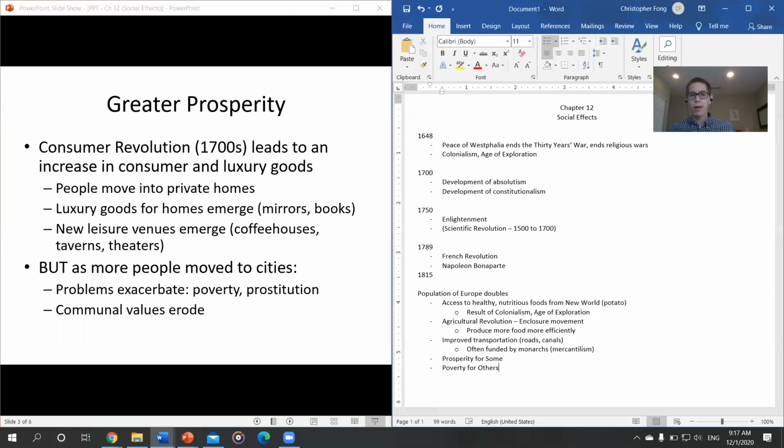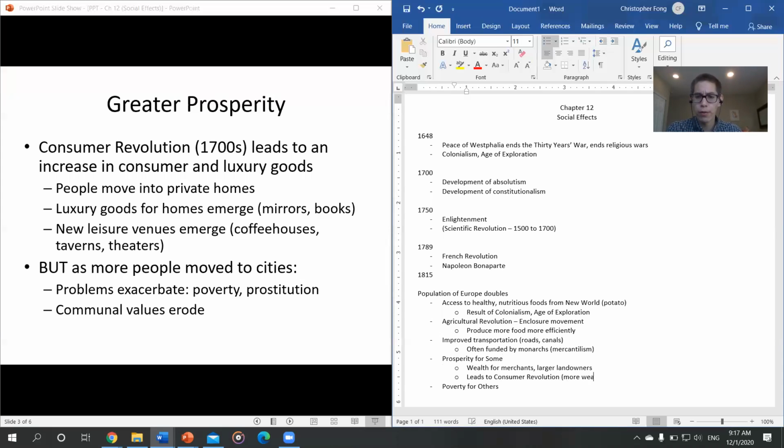Because if you think about it, we've got all of this trade coming from the New World. We have roads and canals that are facilitating trade. And we have the enclosure movement that creates these massive farms owned by one landowner. And so you can probably guess this is going to lead to a lot of wealth for merchants and the larger landowners. And so for them, at least, it leads to a consumer revolution.